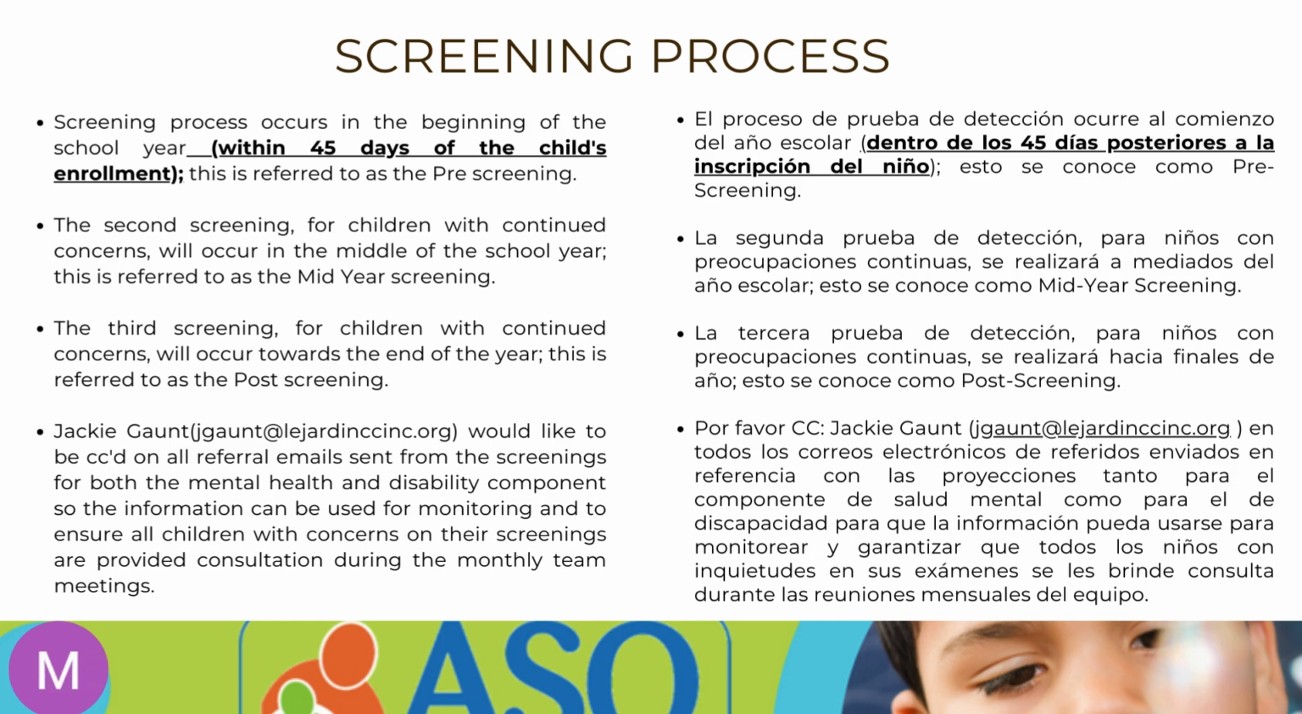Screening process. We use the Ages and Stages Questionnaire, also known as the ASQ, as our screening tool. The screening process occurs in the beginning of the school year, within 45 days of the child's enrollment. This is referred to as the pre-screening. The second screening for the children with continued concerns will occur in the middle of the school year. This is referred to as the mid-year screening. The third screening for children with continued concerns will occur towards the end of the year. This is referred to as the post screening.